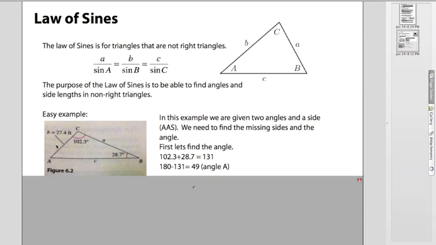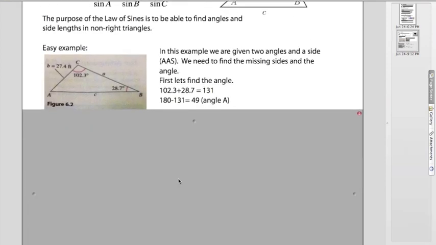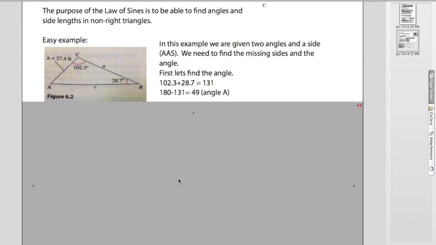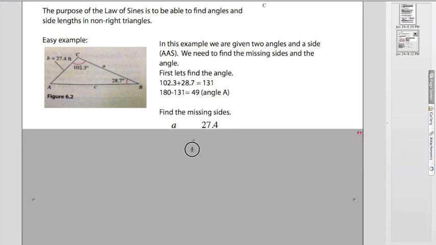The very first and easiest thing, anytime you have a situation where I know two angles, is finding the third angle. That means I'm going to add up the two other angles and subtract them from 180. In this case, I'm going to have an angle which is 49 degrees. To find the side lengths, not so easy. I don't really have a quick and easy way to do this. We're going to use the law of sines.